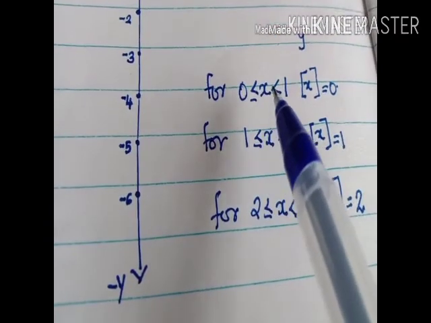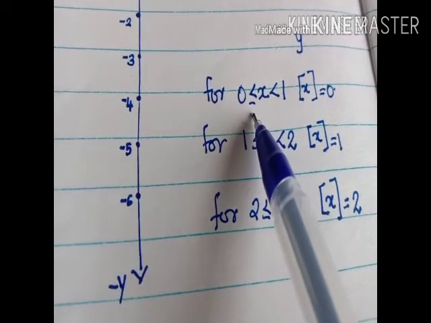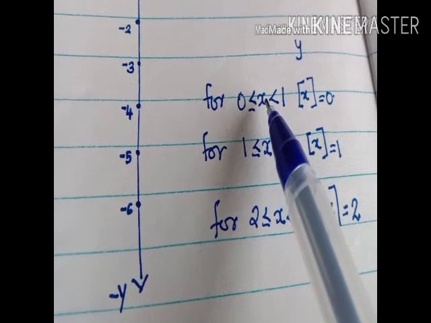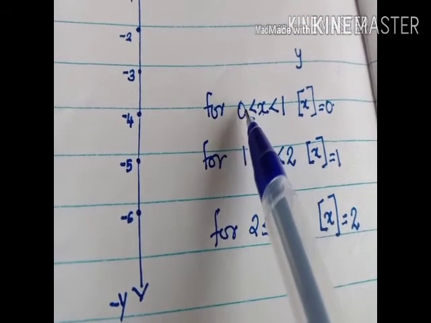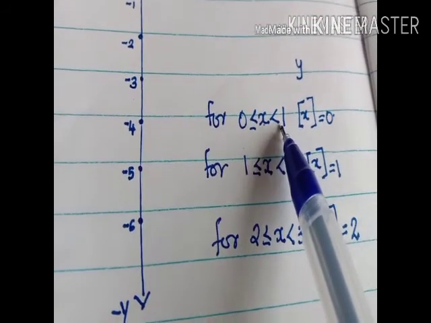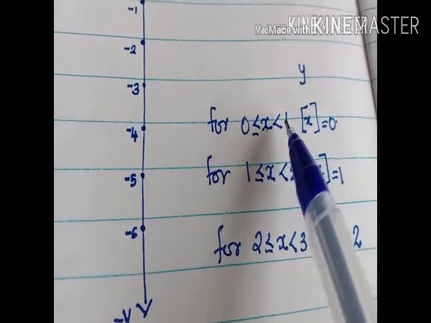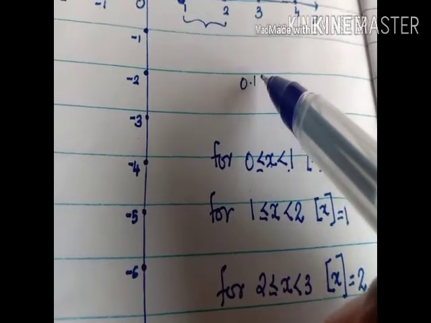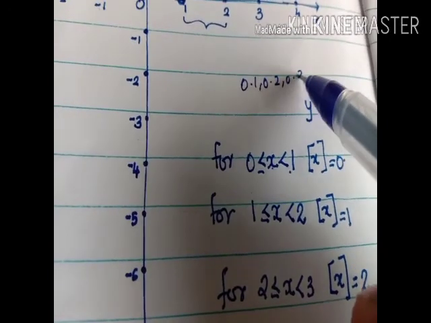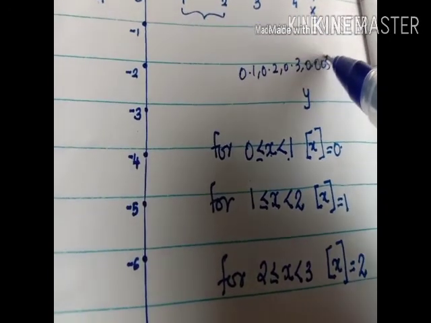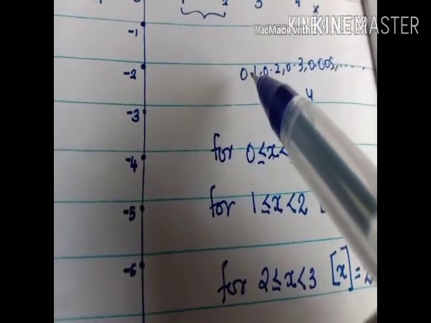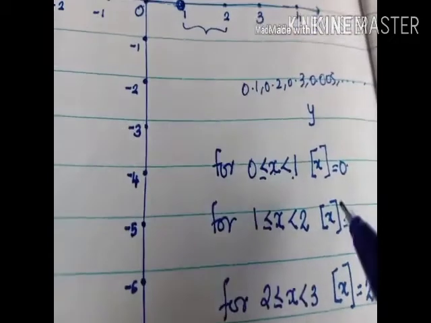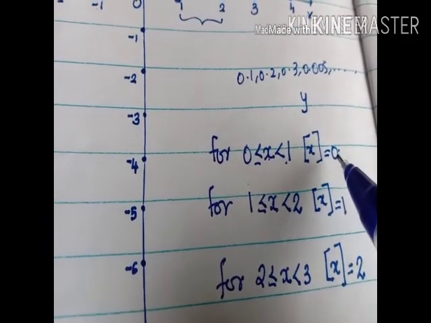Let's see the interval 0 ≤ x < 1. This means the value of x lies between 0 and 1, including 0, excluding 1, like 0.1, 0.2, 0.3, 0.005, etc. For these numbers, the greatest integer value becomes 0.